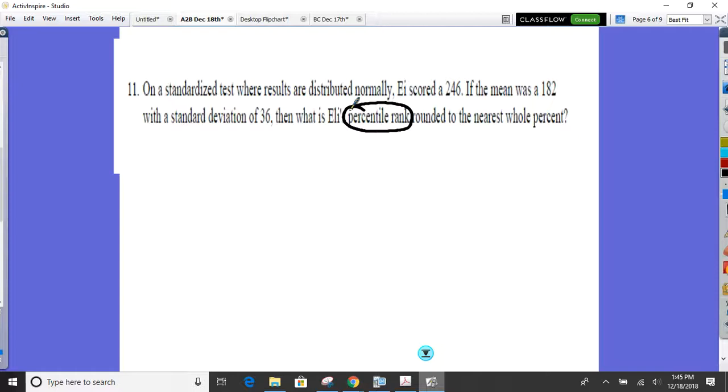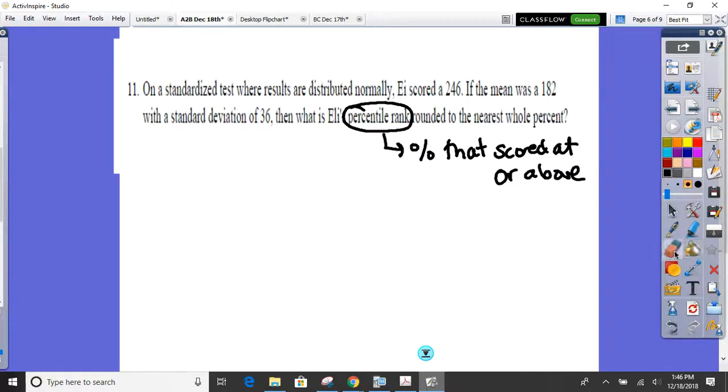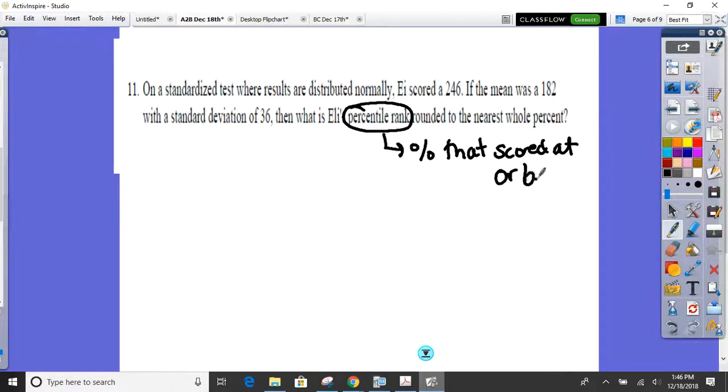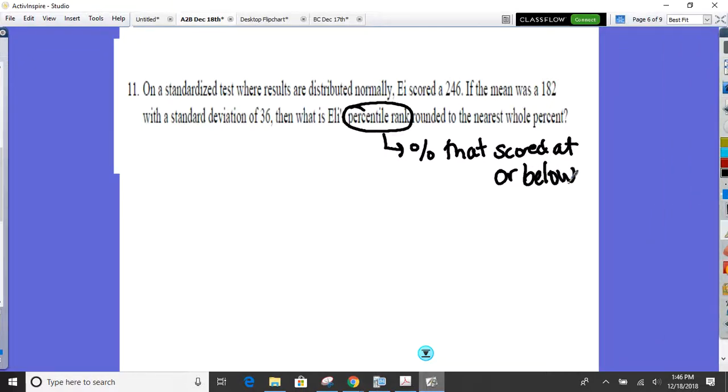Percentile rank. Ready? Here's your percentile rank. That's the percent that scored at or above. The percent that scored at or above. Or below, sorry. I started thinking about something. Or below.